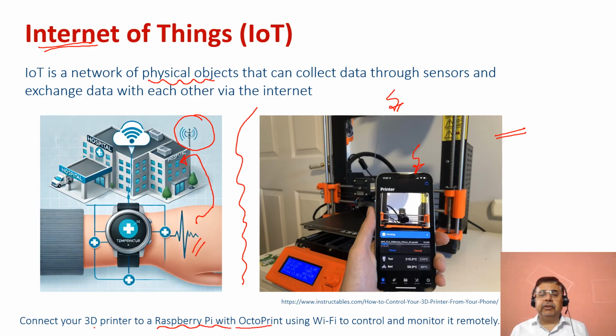Whatever parameters we have on the machine, all those parameters are now available on my mobile also, and I can operate, control, and even see the progress of the 3D printer, what it is printing and how much it has printed. I can put a camera there, and that image will also be available to me. This is how I can make use of the internet of things in industry also.